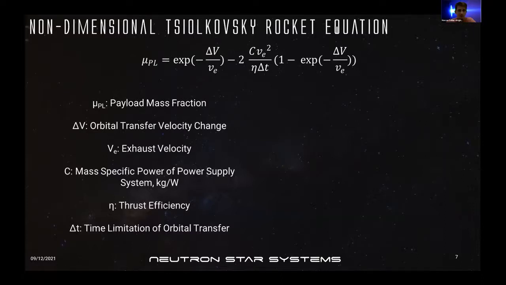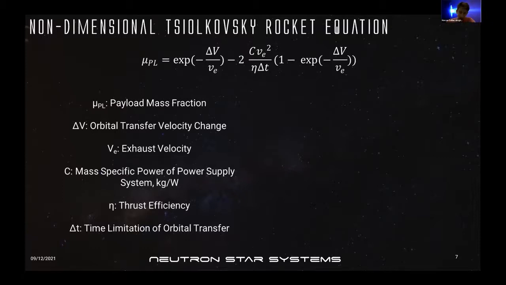Essentially, it tells you for a given orbital transfer what the payload mass fraction is, depending on a number of different parameters, including the orbital transfer delta V, the time limitation of the transfer, how heavy your power supply is, and also the characteristics of the propulsion system in terms of exhaust velocity and thrust efficiency. The exhaust velocity is proportional to the specific impulse. So what we can do with this equation is plot, for a given set of parameters and a given mission scenario, the difference in mass fraction that we get with Isp.